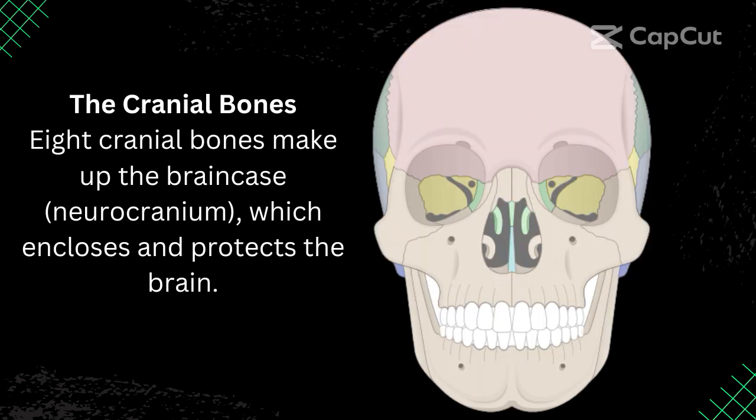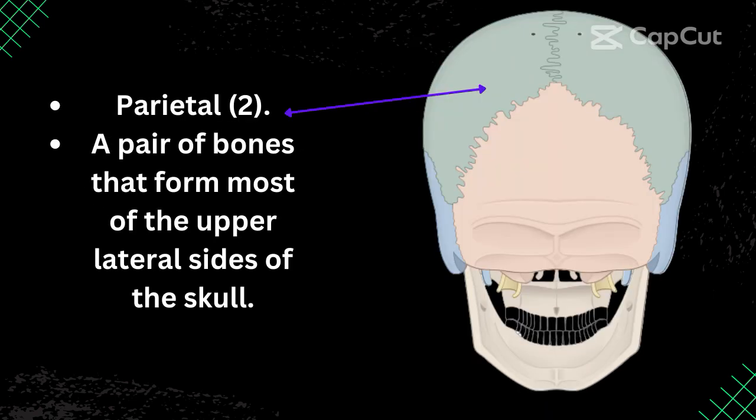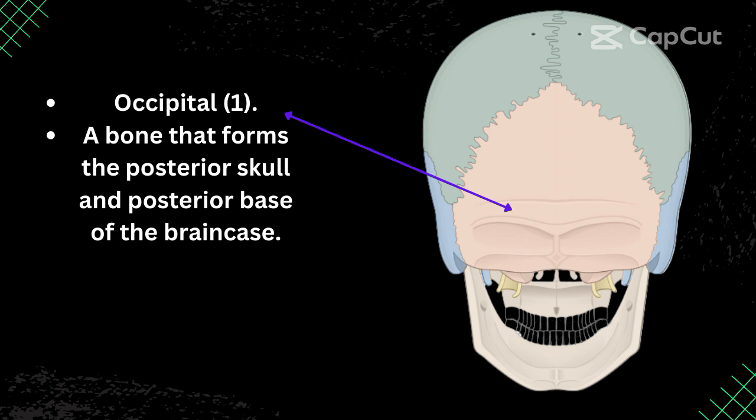The cranial bones. Eight cranial bones make up the braincase, neurocranium, which encloses and protects the brain. Frontal. A bone that forms the anterior skull, forehead. Parietal. A pair of bones that form most of the upper lateral sides of the skull. Occipital. A bone that forms the posterior skull and posterior base of the braincase.